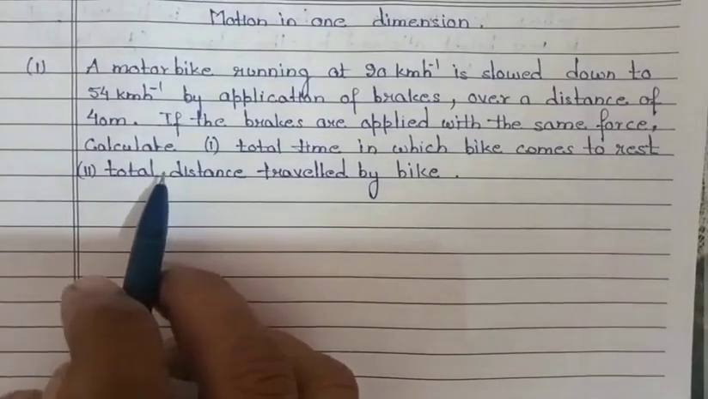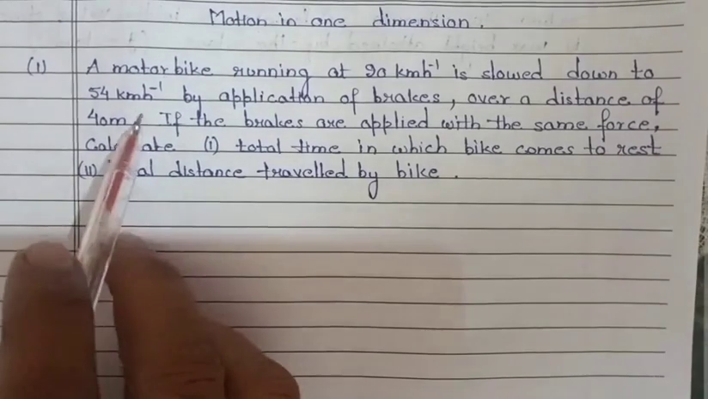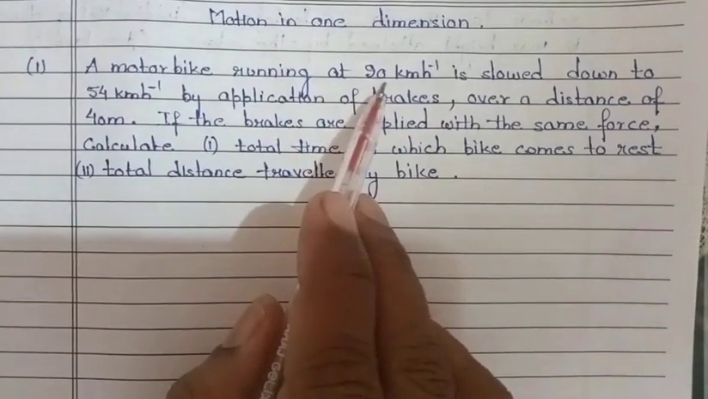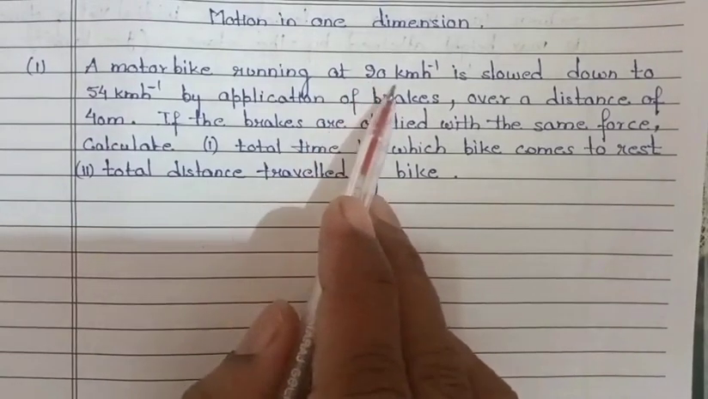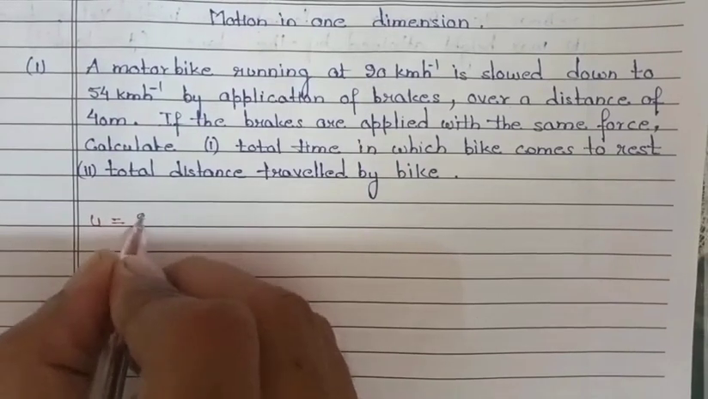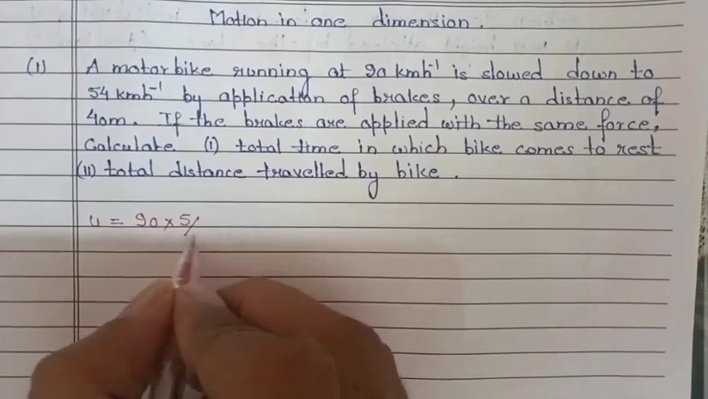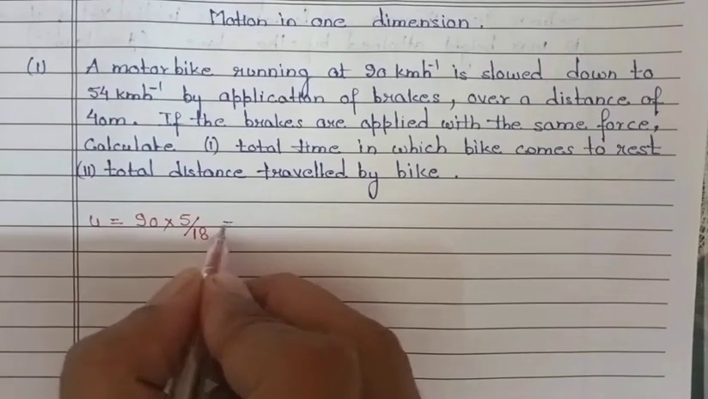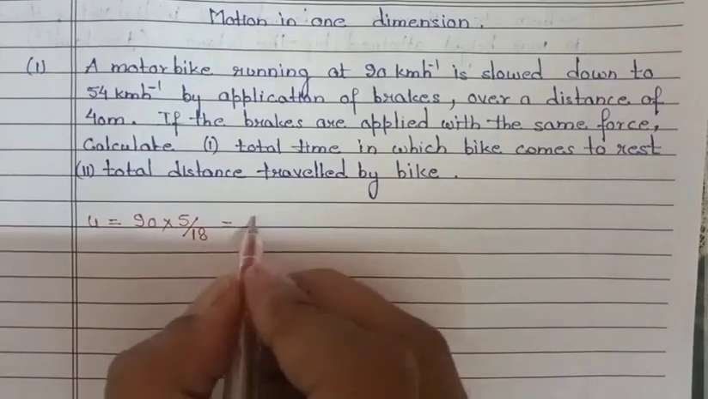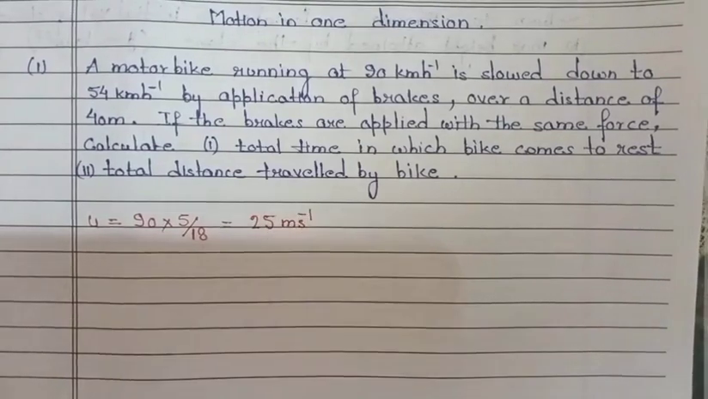Okay, now the numerical says a motorbike running at 90 km per hour. As you can see in the question, they have given you the initial velocity of the bike. But this initial velocity u is given in kilometer per hour. So we will convert it into meter per second. We will multiply it by 5 by 18 and it will be converted into meter per second.